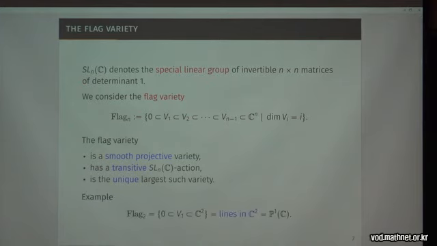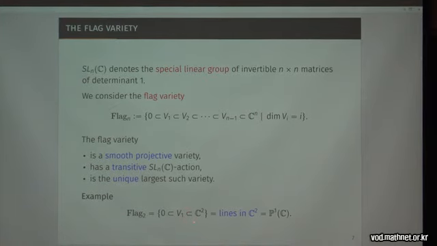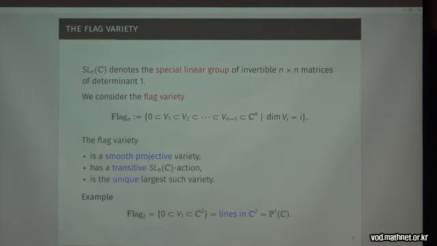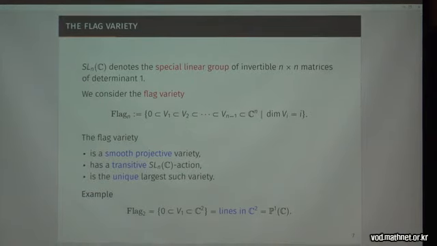And just a simple example to keep in mind, Flag 2. This is the set of subspaces of dimension 1 inside C2, which is the same thing as lines in C2, which is the same thing as the projective line over the complex numbers. This is the flag variety.